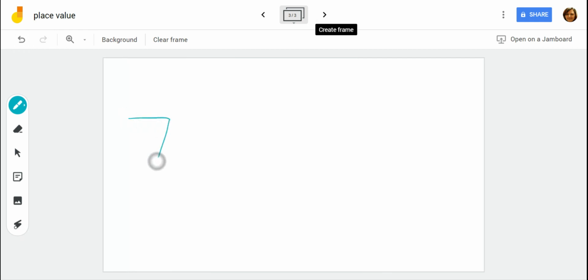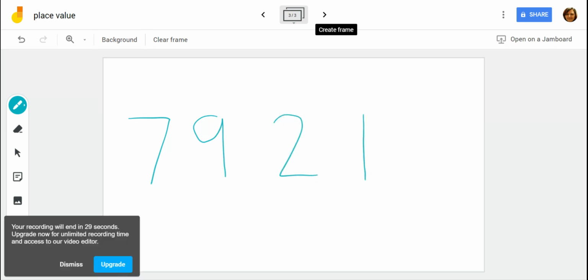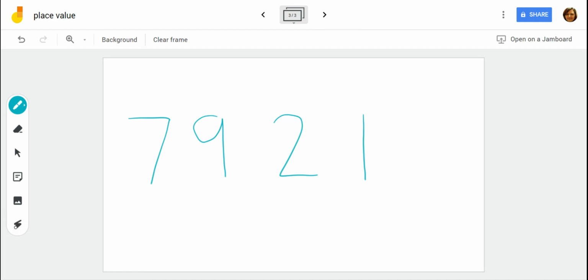I just want to leave you with one more thought. Imagine I had this number, 7,921. I know it's a really big number, but which number is the ones column? That's right, it's always the last number. So it doesn't matter how big your number is, the ones column is always last.